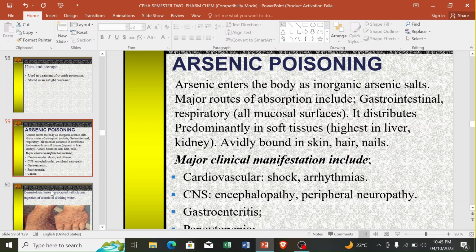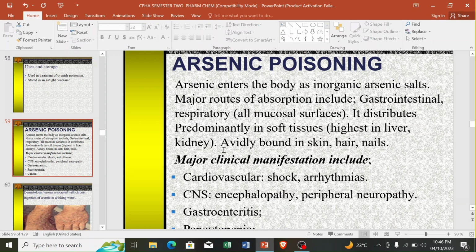Arsenic enters the body as inorganic arsenic salts. Major routes of absorption include the gastrointestinal, that is the GIT, and respiratory, that is all mucosal surfaces. You know that the respiratory tract has the mucous membrane, and the gastrointestinal tract has that mucous membrane. This takes you back to anatomy. It distributes predominantly in soft tissues, with the highest levels in the liver and then the kidney.